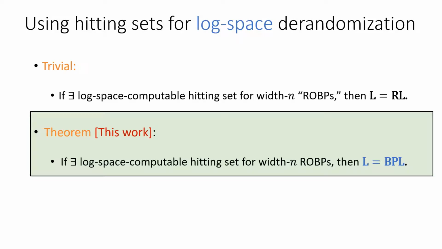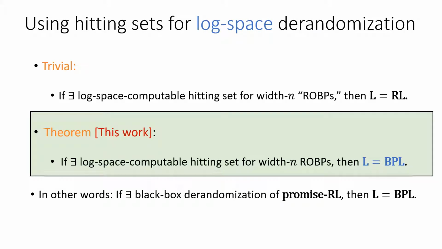Here's an equivalent way to rephrase our theorem. If there's some black box way to de-randomize the promised version of RL, then L equals BPL. Thus, our theorem is a connection between one-sided and two-sided de-randomization of space-bounded algorithms.